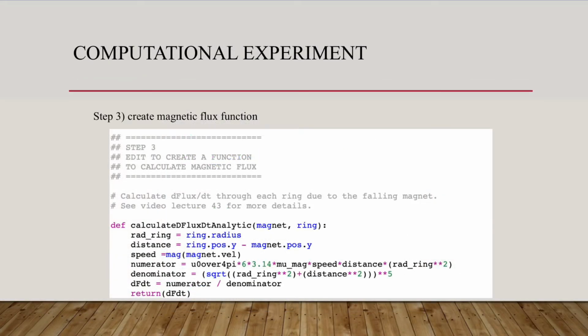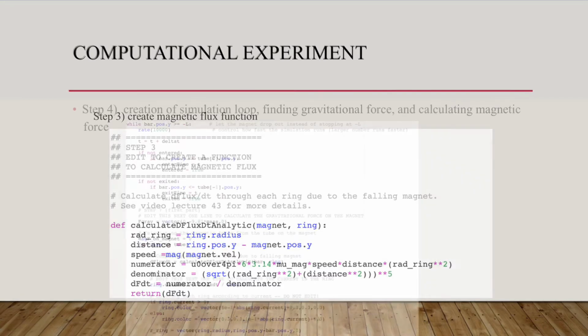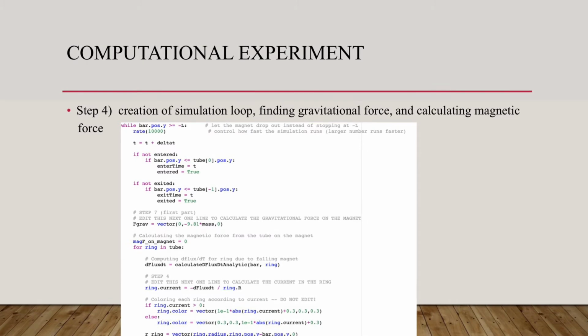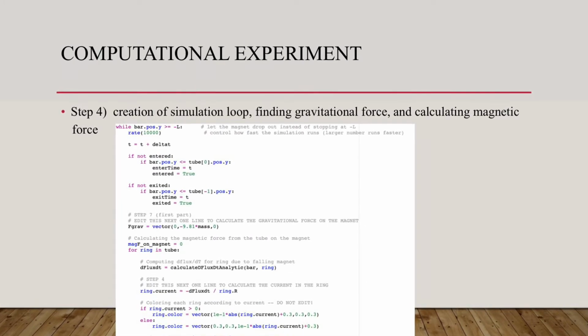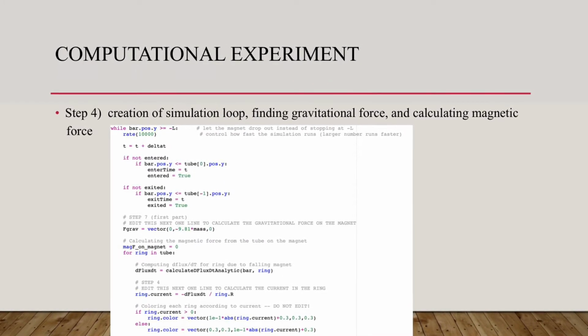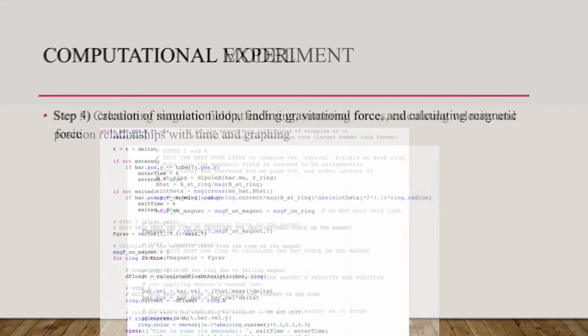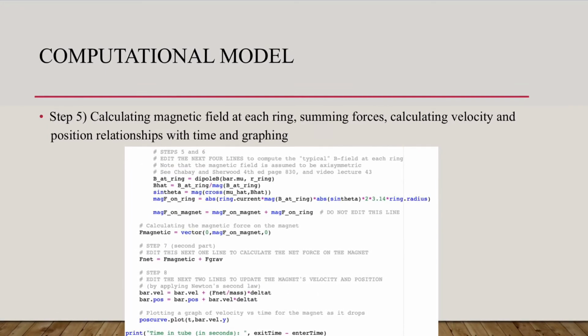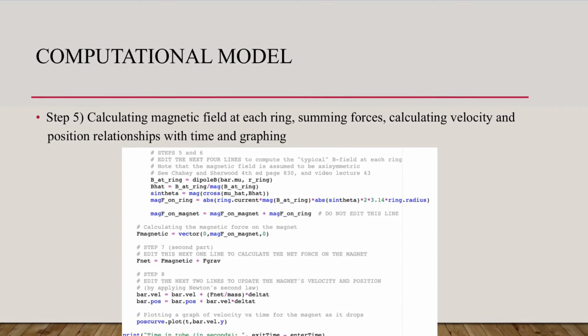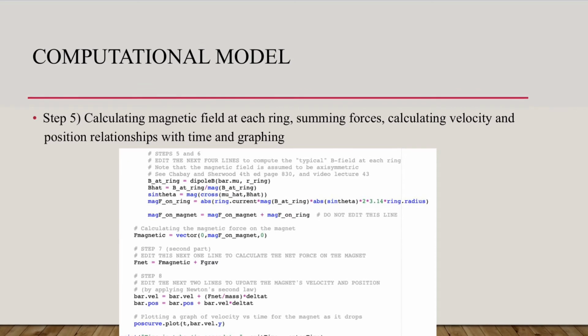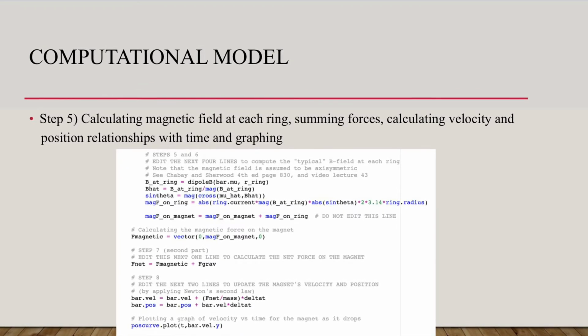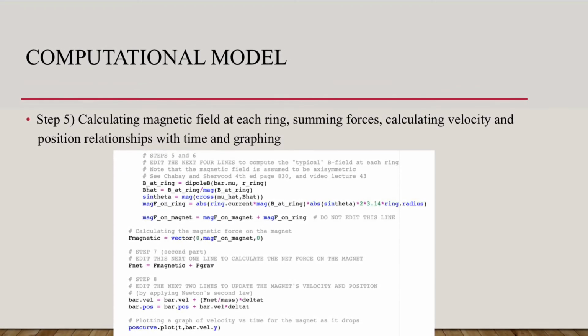The next step is to create the magnetic flux function of the induced current. This can be found by analyzing lecture 43. The next step is the creation of the simulation loop, finding the gravitational force acting on the magnet and calculating the magnetic force acting on the magnet from the current in the tube. The last step is to calculate the magnetic field at each ring and then sum the forces, which will allow you to calculate the velocity and position functions in relation to time.